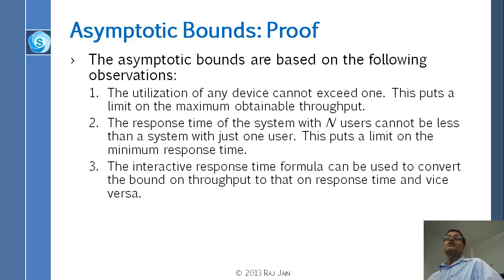If you have 2 users, obviously response time will be more than with 1 user. If you can derive the formula for 1 user, then you can get some lower bound on the throughput and the response time. And the third observation is the interactive response time formula can be used to convert these two into the other limits, because this formula applies to all cases. If we can just solve these 2 cases, then we can apply this one to get those. So let's just do that.